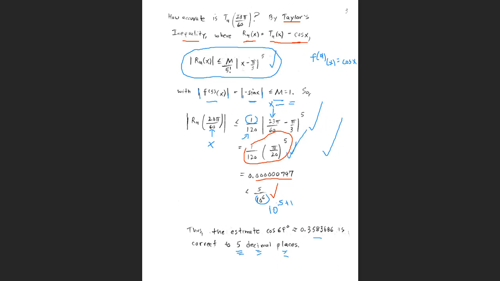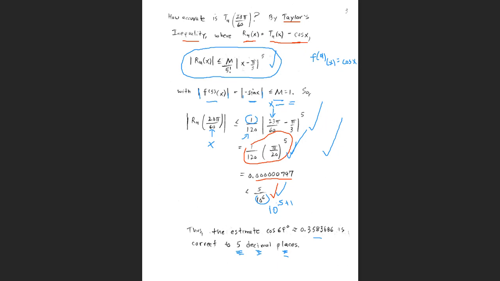I computed the bound on the error as 0.000000797, and that's less than 5 over 10 to the 6th power. And so that means our estimate is correct to 5 decimal places. Correct to 5 decimal places.